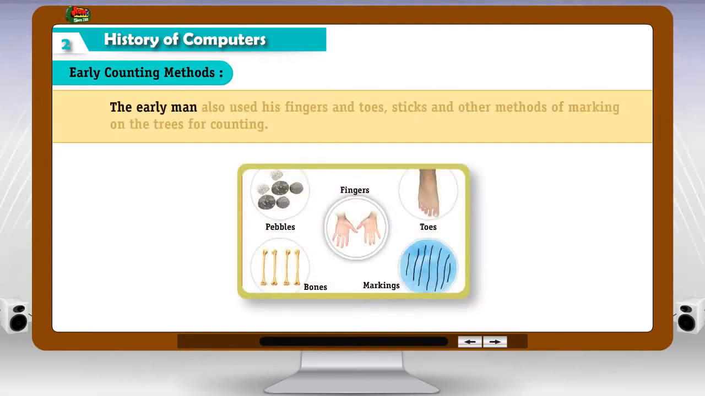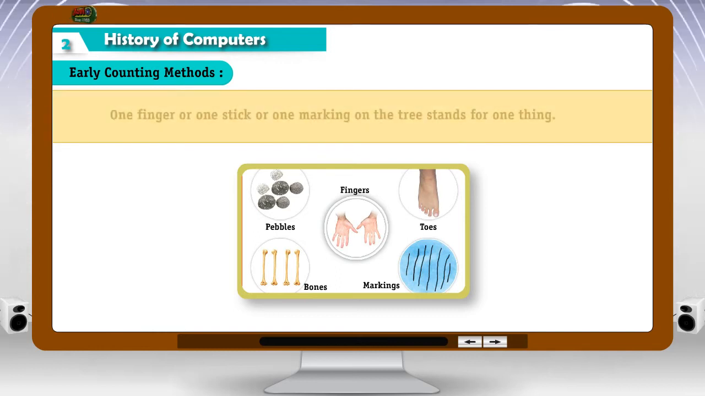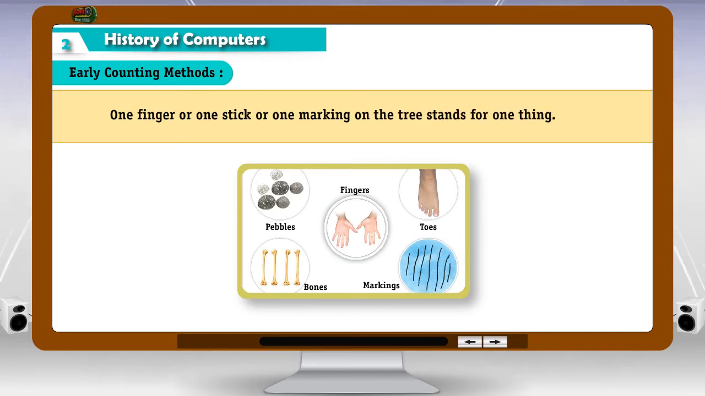The early man also used his fingers and toes, sticks and other methods of marking on the tree for counting. One finger or one stick or one marking on the tree stands for one thing.